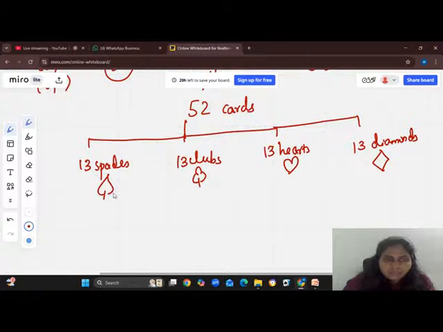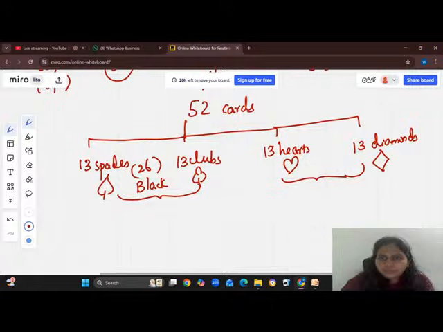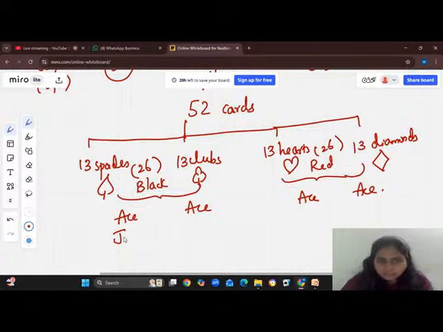We have 13 spades and this one will be in black color. So black color, there are a total of 13 plus 13, 26. Again, these are red color, so we have again 26 over here. In all these, the common is A's. So we have one A here, one here, one here, and one here. And also we have Jack, Queen, King here. Here also Jack, Queen, King, here also Jack, Queen, King, and here also Jack, Queen, King.